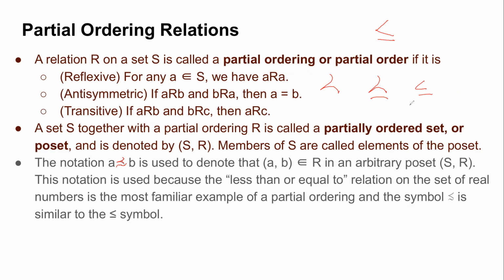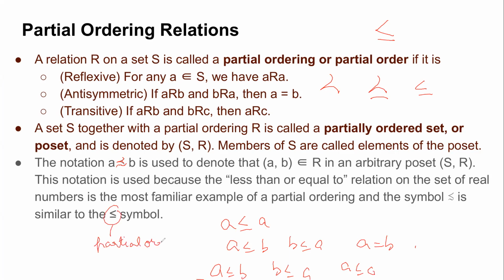The reason for this is that less than or equal to is a poset. It's a partial ordering, right? Because we know this is reflexive. Every element is related to itself, and if a is less than or equal to b and b is less than or equal to a, we know then a is equal to b. That means it's anti-symmetric. And if a is less than or equal to b and b is less than or equal to c, we know a is less than or equal to c. So less than or equal to is the best example of a partial order. That's why whoever defined this relation used a symbol very close to less than or equal to. So this is your partial order.